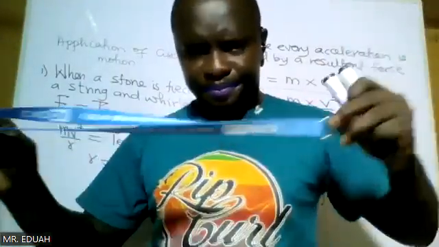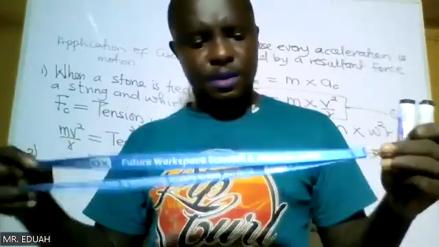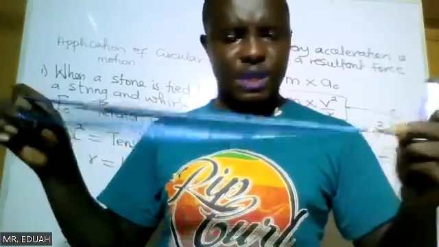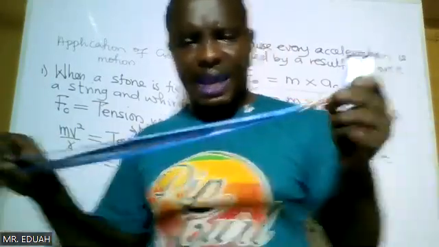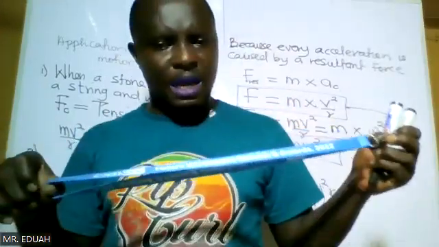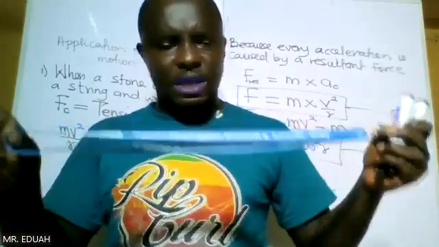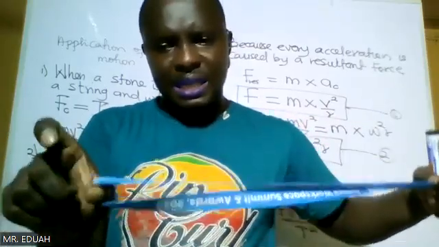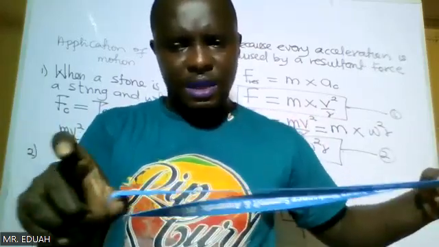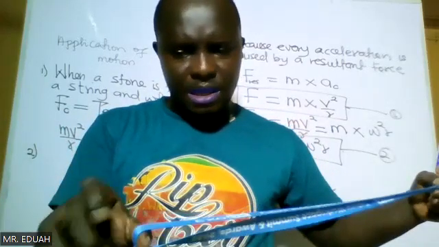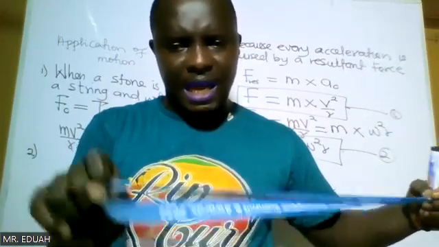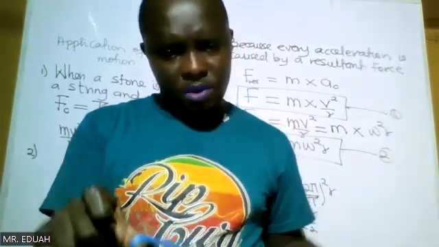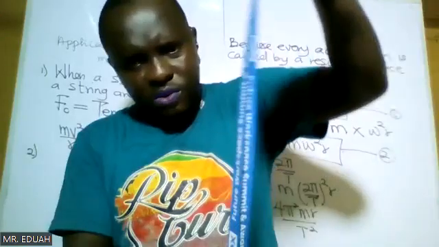Look at this. This is the length of a string. Let's assume this is the mass. Now, when I tie and then whirl, the length of this is the whole length of the string from the mass to where my hand is. If this is in circular motion, meaning the fixed point is my finger over here, the body would have to go this way.